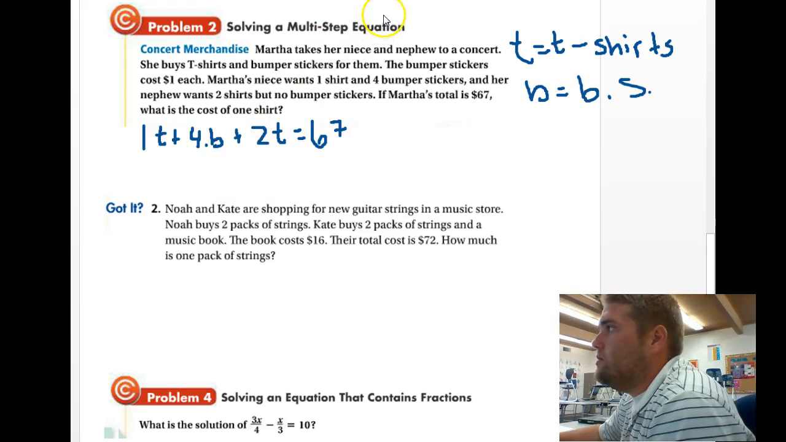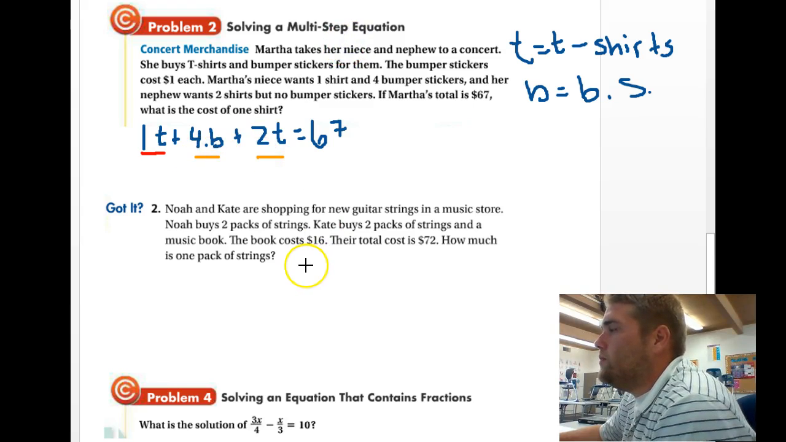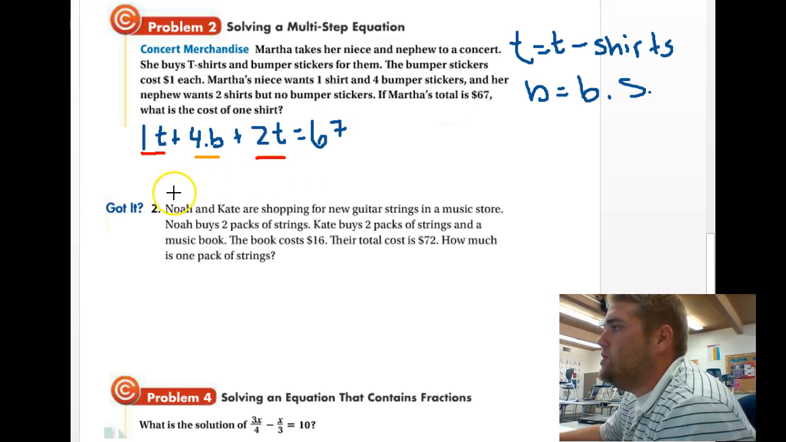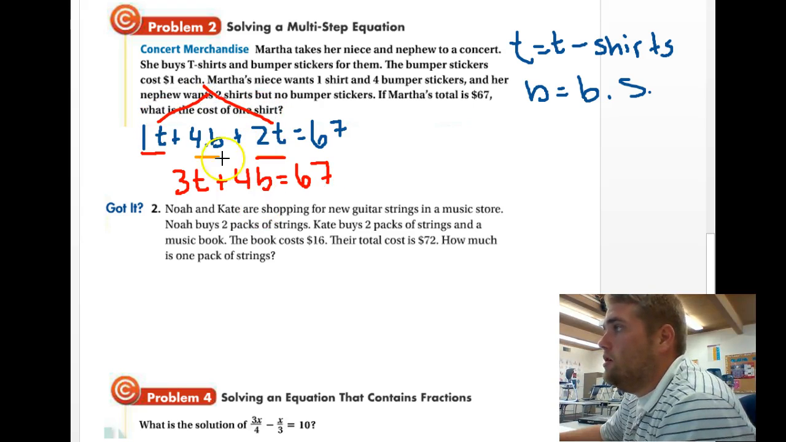I've got 1 t-shirt, and then I've got 4b and 2t. I look at my t's. I've got 1t plus 2t, which gives me 3t, plus 4b equals 67. Since both of these are t, I can add them together. Since I only have one b, I leave it alone.